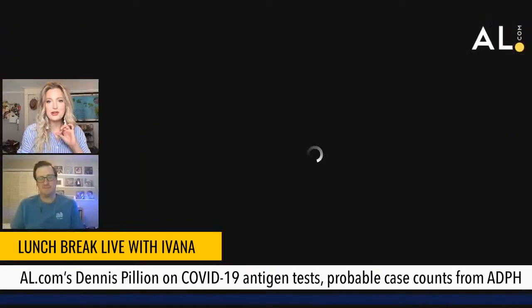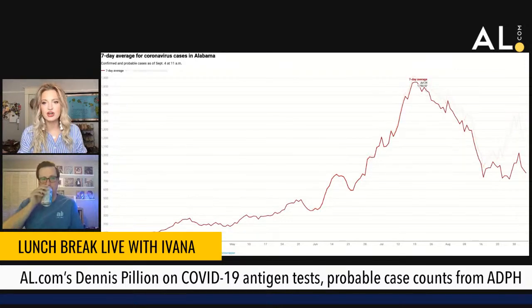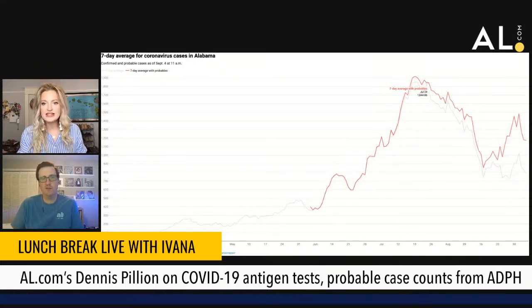Now, if I can get my computer going, I'm going to share with y'all this 7-day average for coronavirus cases in Alabama, this chart. Now, keep in mind, this chart went through September the 4th, so it's about 4 days old, but I thought that it was interesting to show you the differences in the 7-day average for cases not including probables and cases that are including these probables. So this darker line right here is the 7-day average of coronavirus cases. Now, the lighter color that is on top, that's the 7-day average with probable cases.